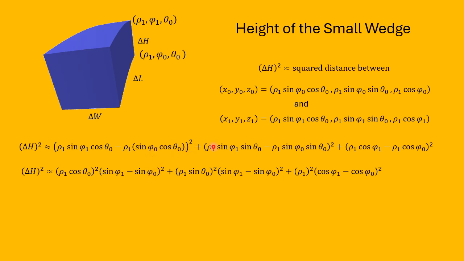If we move on to the next term right here, about the same sort of thing happens. We can factor a rho 1 out of each of these terms. We can also factor a sine theta naught out of each of these terms. And so this stuff squared equals rho 1 sine theta naught quantity squared times sine of phi 1 minus sine of phi naught. This sine of phi 1 minus this sine of phi naught.